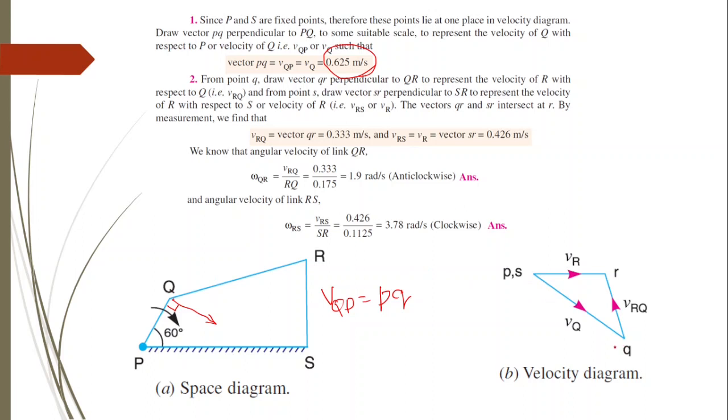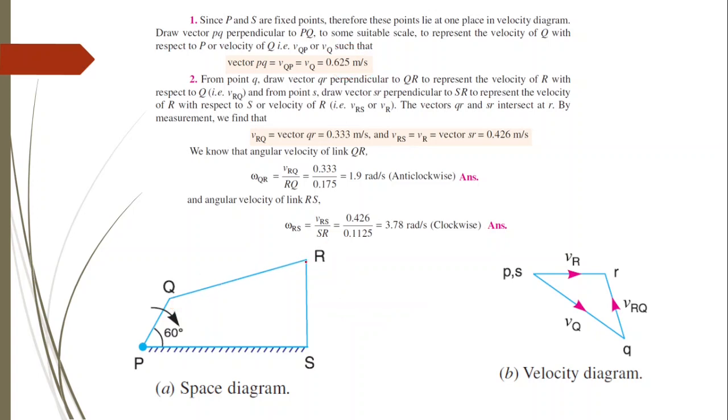Then from q we can draw a straight line which is perpendicular to link QR. That is the line of action of velocity of R with respect to Q. Velocity of point R with respect to Q must be perpendicular to link QR.